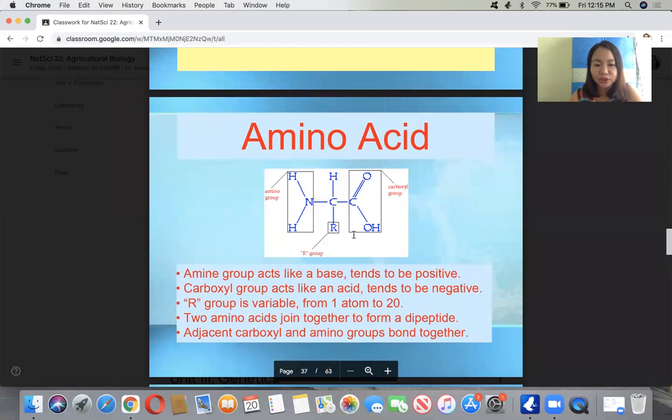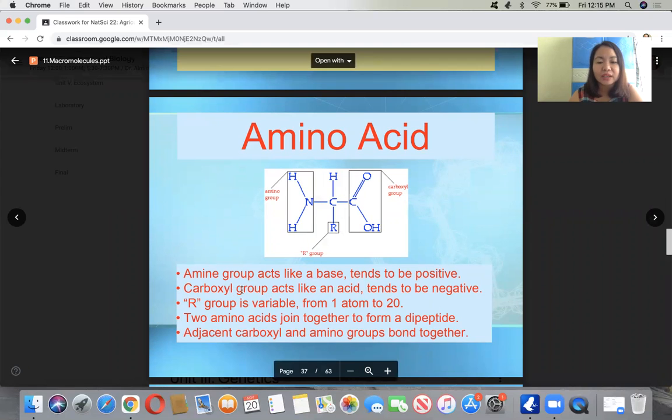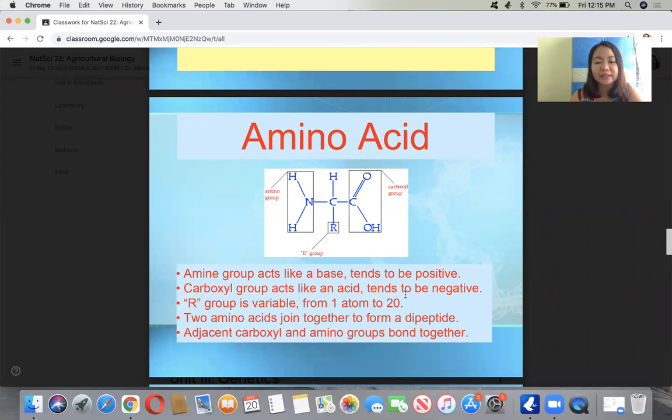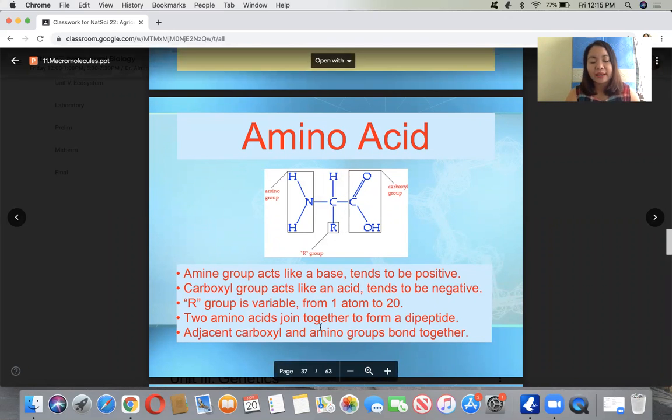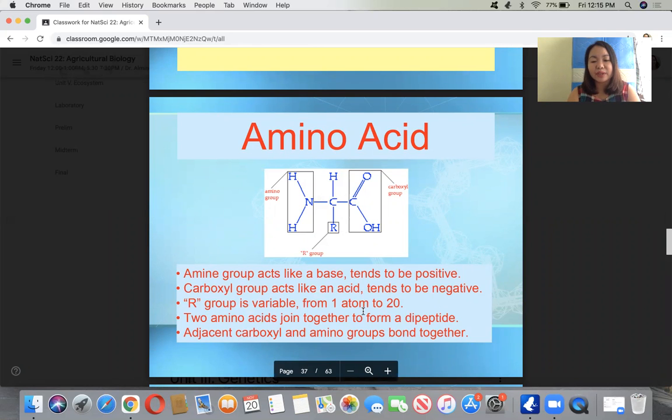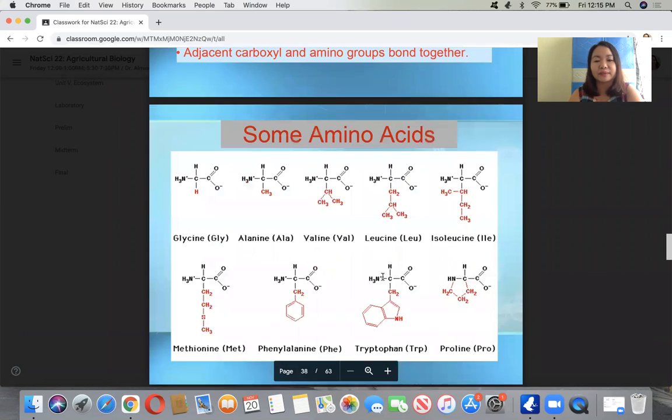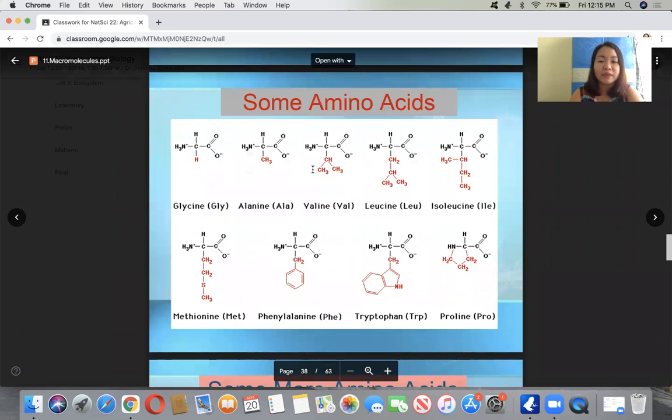So this is the structure of the amino acid, wherein the amine group, like a base, tends to be positive. The carboxyl group acts like an acid and tends to be negative. And the R group is variable, from 1 atom to 20. So 2 amino acids joined together form a dipeptide, and the adjacent carboxyl and amino groups will also bond together. So these are examples of amino acids.